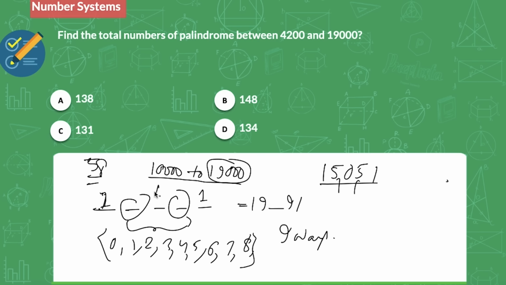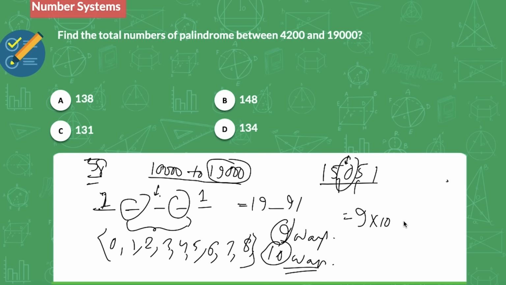Similarly, the third position, right? It can be filled with any digit. So whatever this number is, it doesn't matter. It will definitely be a palindrome if the first and the fifth number are same, and if the second and the fourth numbers are same, the third position, whatever it is, the number is definitely going to be a palindrome. So the second and the fourth position can be filled in 9 ways. The third position can be filled in 10 ways. So that means the total number of ways are 9 into 10.